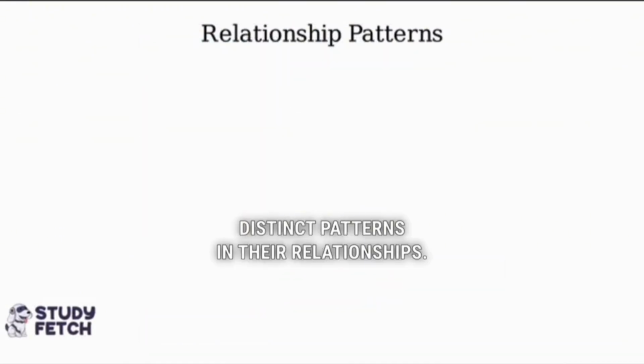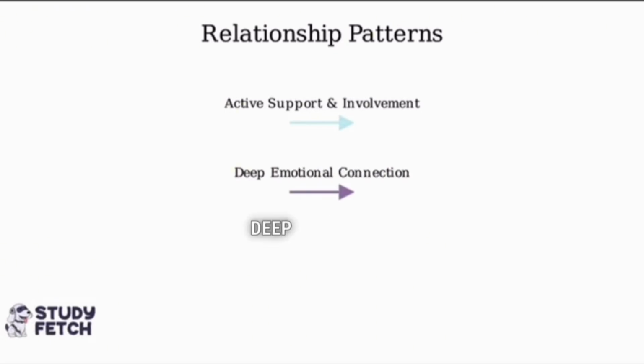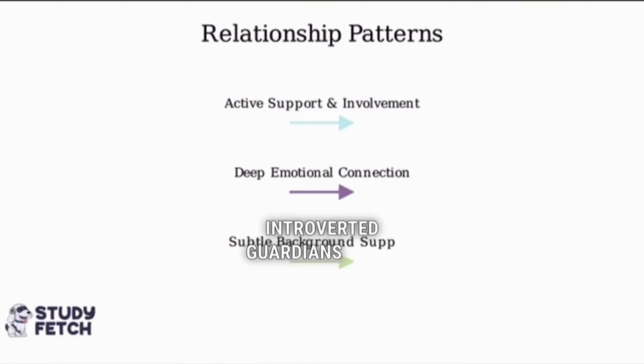Each subtype develops distinct patterns in their relationships. The involved guardian maintains active engagement and constant support in relationships. Spiritual guardians prioritize deep emotional connections and meaningful exchanges. Introverted guardians offer consistent but subtle support, often working behind the scenes.